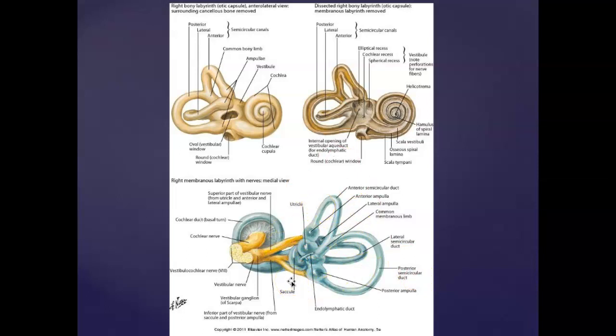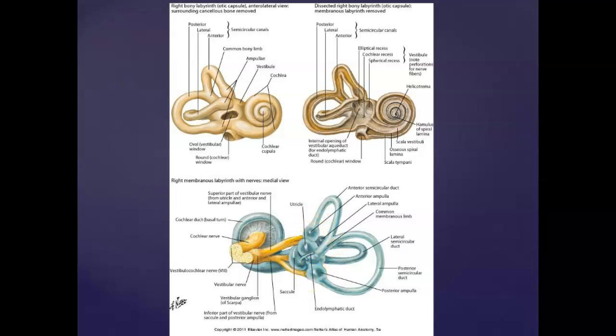And they allow us to feel what's happening in all three of these planes here. Now at the ends of those, here you can see the ampulla right here. This is a little distended portion here, here, and here. And again, from a back view, here's the ampulla, ampulla, and ampulla.